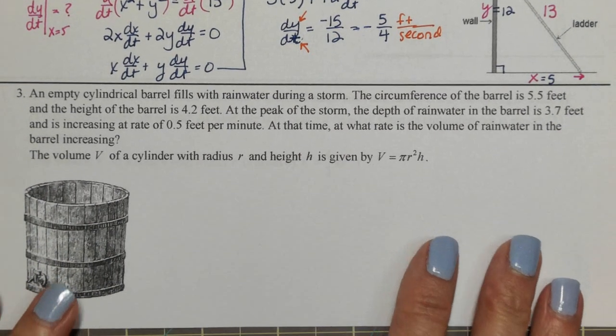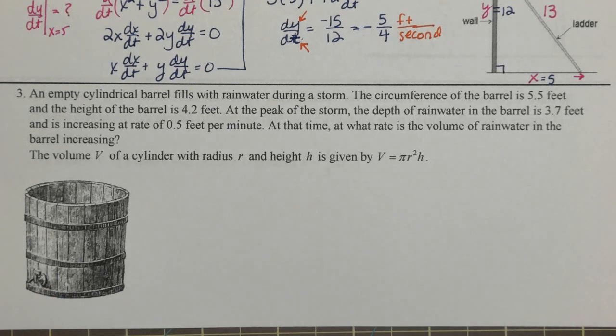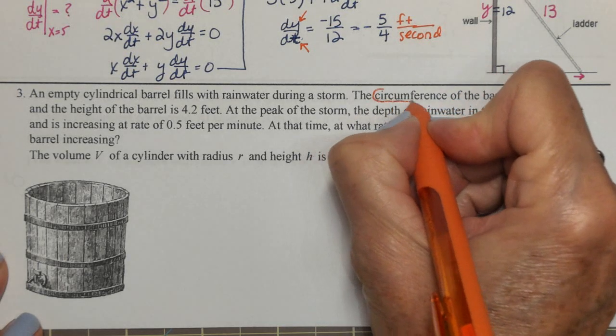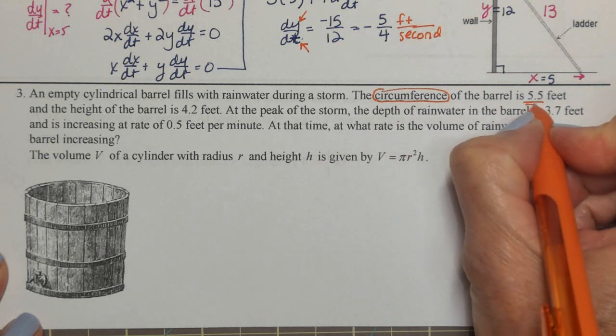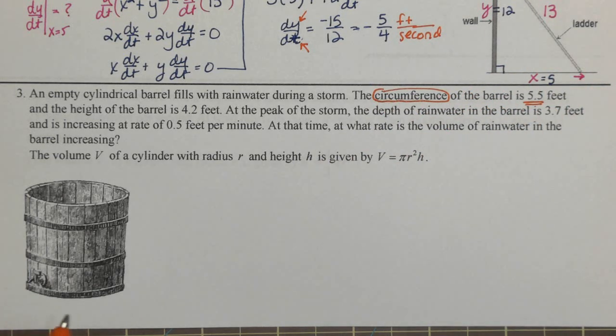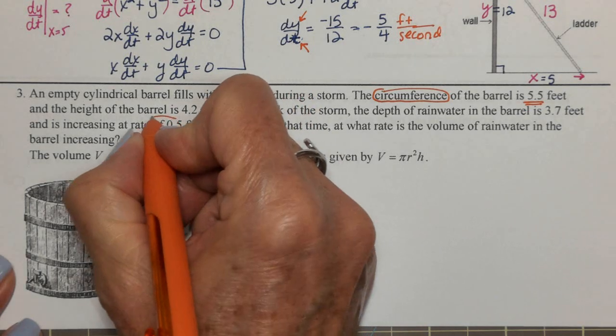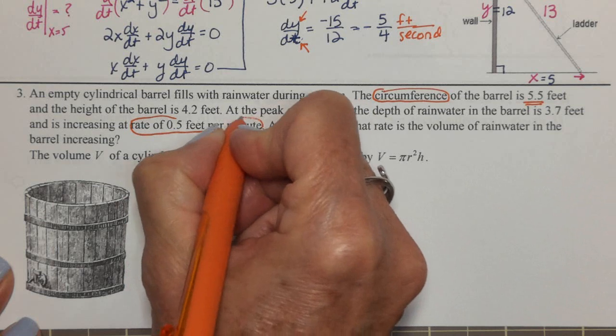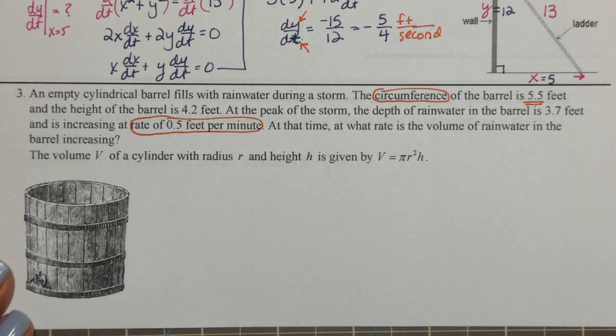Let's do another one. An empty cylindrical barrel fills with rainwater during a storm. The circumference of the barrel is 5.5 feet, and the height of the barrel is 4.2 feet. At the peak of the storm, the depth of the rainwater in the barrel is 3.7 feet and is increasing at a rate of 0.5 feet per minute.